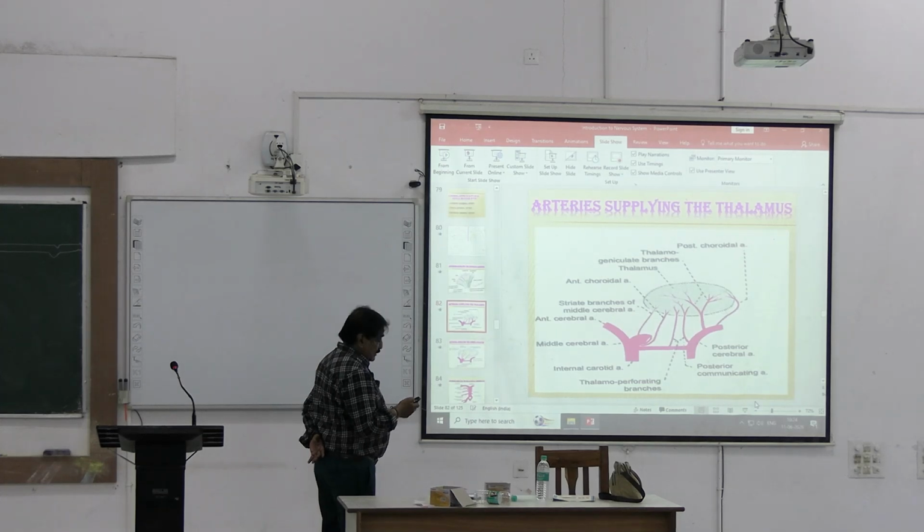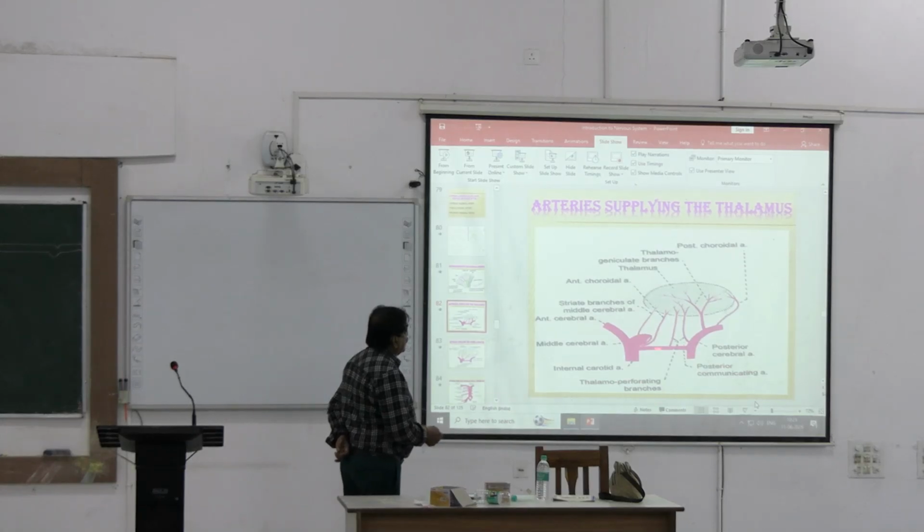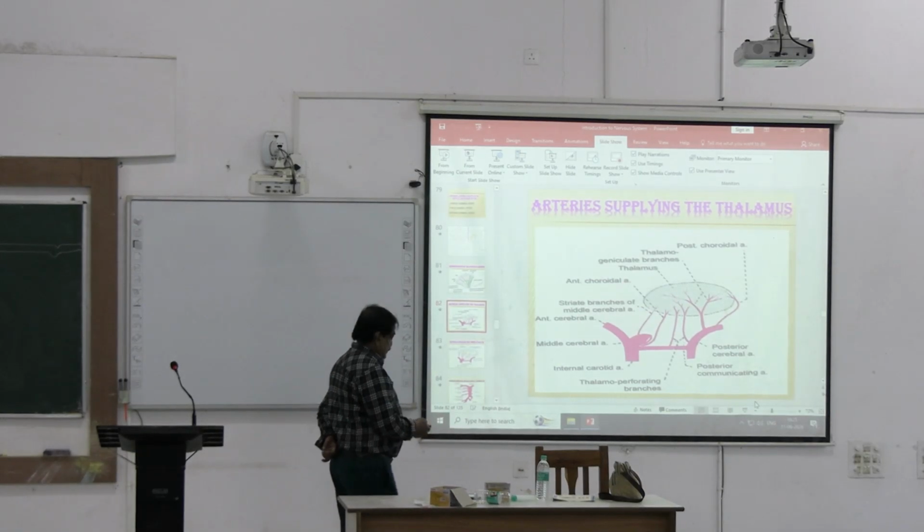Now, arteries supplying the thalamus. See, this is the thalamus. Now, this is the middle cerebral artery, the anterior cerebral artery, posterior cerebral artery, posterior communicating, and thalamo-perforating branches. This is the thalamus, thalamo-geniculate branches, anterior choroidal artery, straight branches of the middle cerebral artery, anterior cerebral artery.